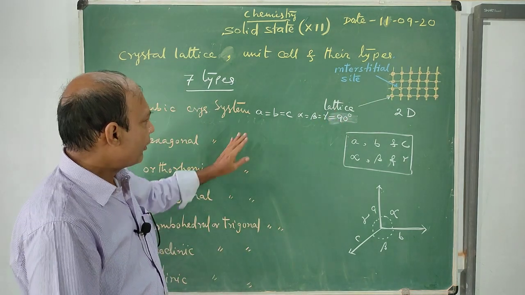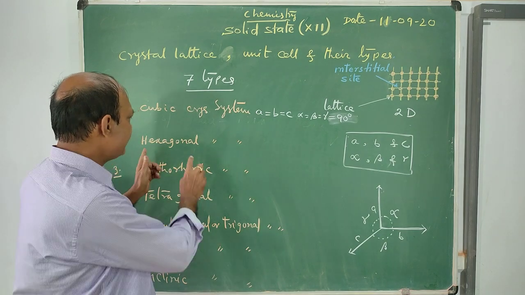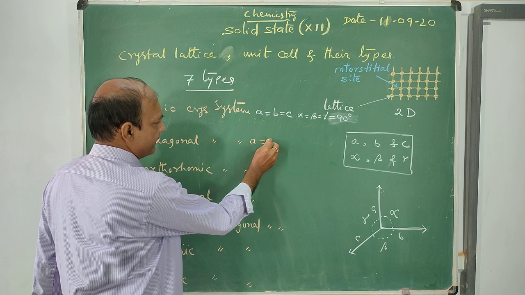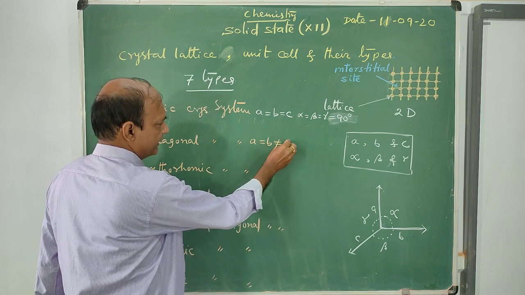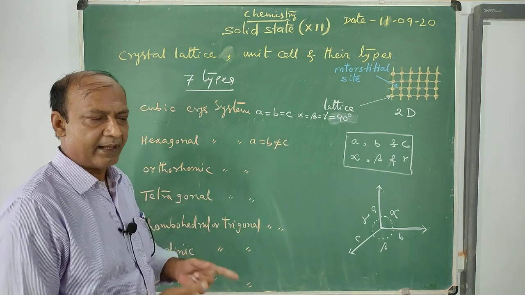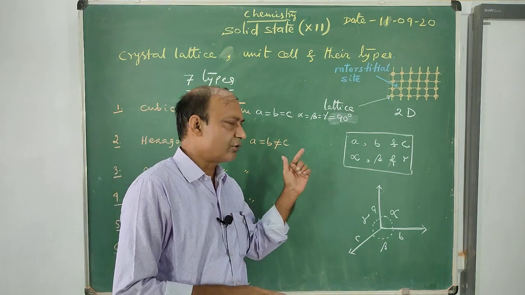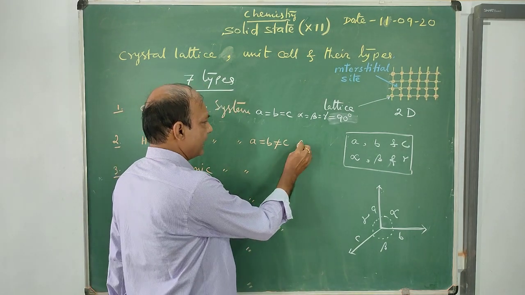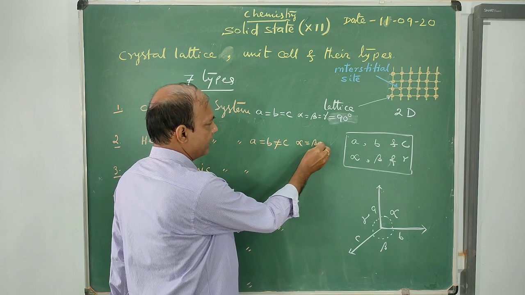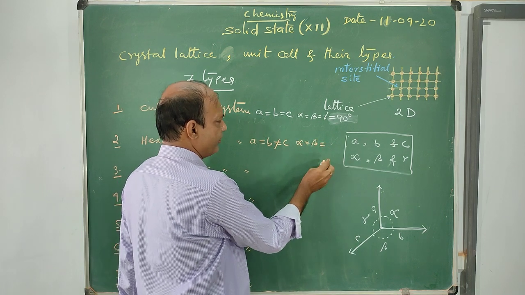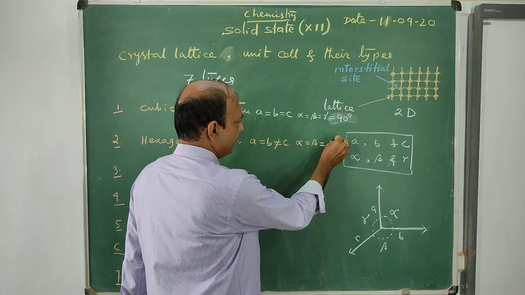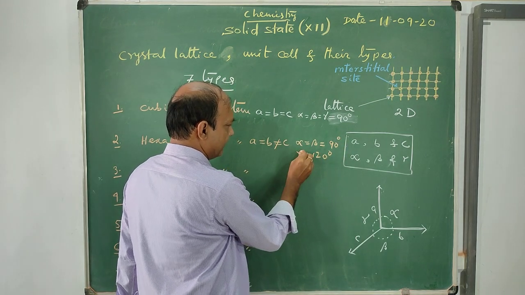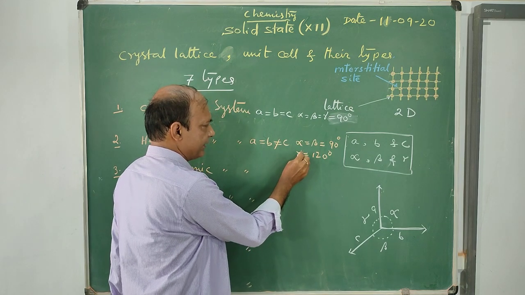Now see, on the basis of these variations, say in the hexagonal crystal system, A equals B, but not equal to C. A equals B, length equals breadth, but that is not equal to C. Height is different. And alpha equals beta equals 90 degrees, but gamma equals 120 degrees. Gamma equals 120 degrees.